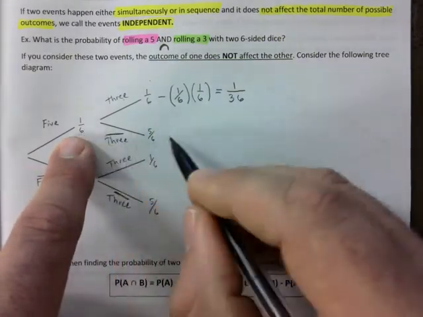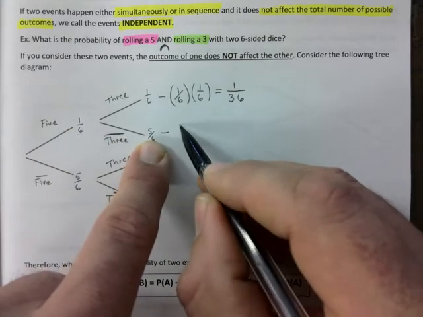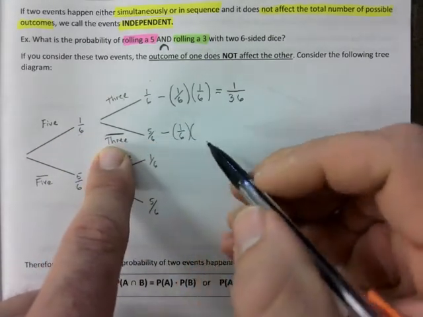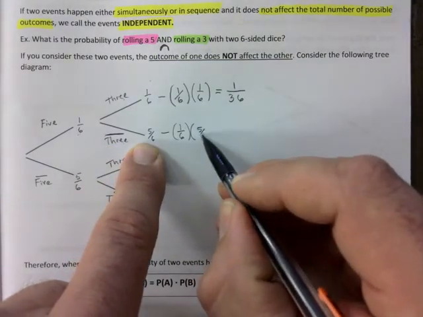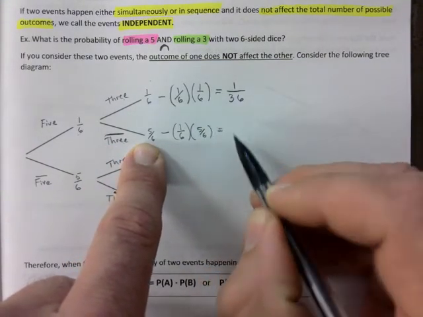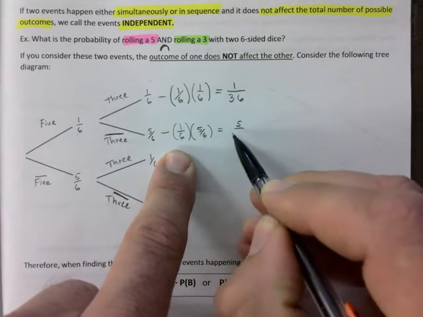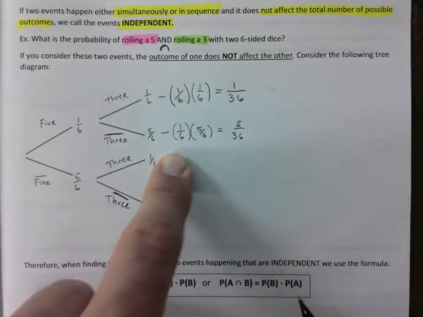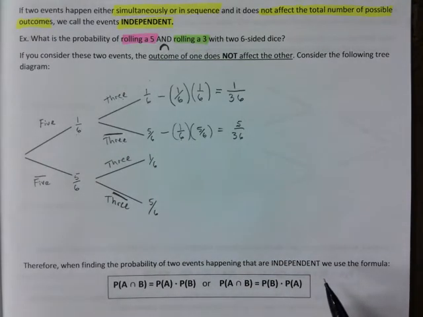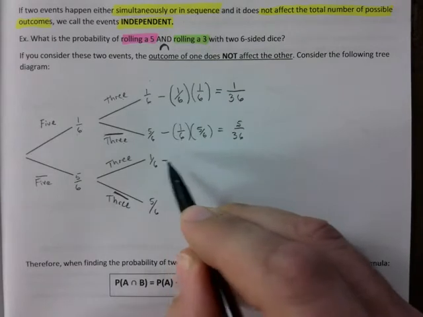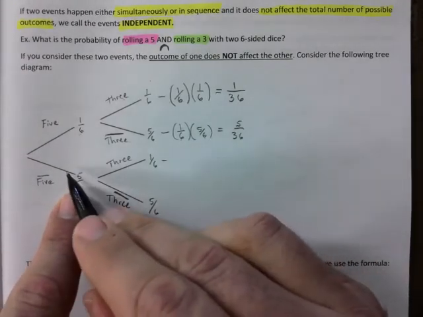Keep going. 1 for this branch here, where you get a 5 and not a 3. The probability of not getting a 3 is 5 over 6. So 1 times 5 is 5. 6 times 6 is 36. I will not reduce here on purpose because the fractions get pretty ugly later on. Let's follow this branch.